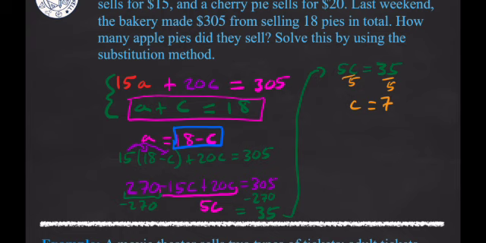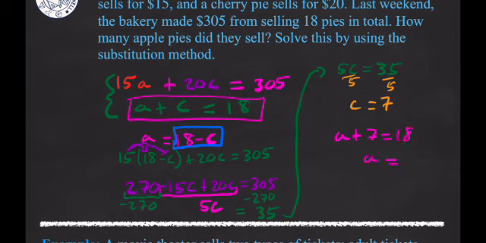If we know we sold that many cherry pies, then to find the apple pies, we just take that amount and plug it into one of the equations. It does not matter which equation. But it's simpler if we plug it into a plus c equals 18 because we won't have to do any divisions there. So we have a plus 7 equals 18.